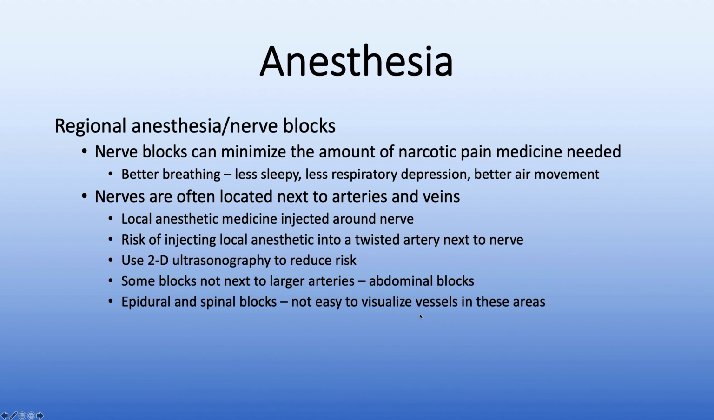Nerve blocks can be really valuable for patients with ATS. They minimize the amount of narcotic pain medicine they're going to need. They breathe better. They're less sleepy. They have better air movement. I think they recover faster. We inject the local anesthetic numbing medicine around a nerve. And although there is a risk of injecting into a twisted artery that may be next to a nerve, we use an ultrasound machine so that we can see where we're going and where that anesthetic is going.